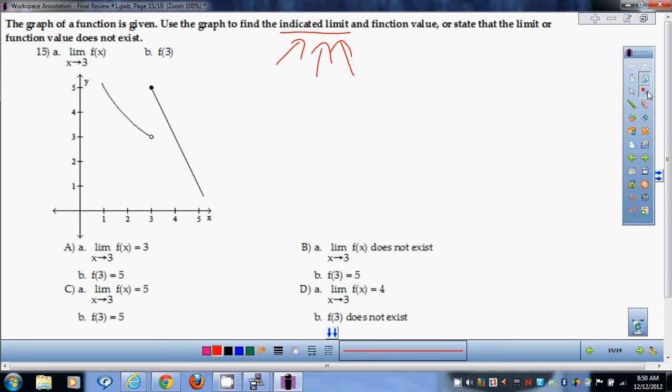What is the limit as x approaches 3, and why is that the limit? Well, he said 3 because as it approaches from the left it's 3. What about the right? Are they the same? Therefore, what's the overall limit? It does not exist. And the function value is 5 because that's the filled in dot.